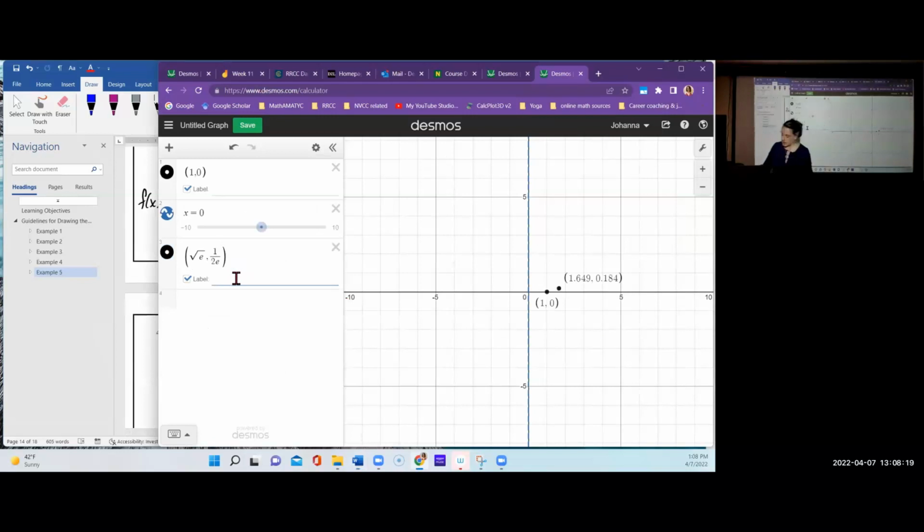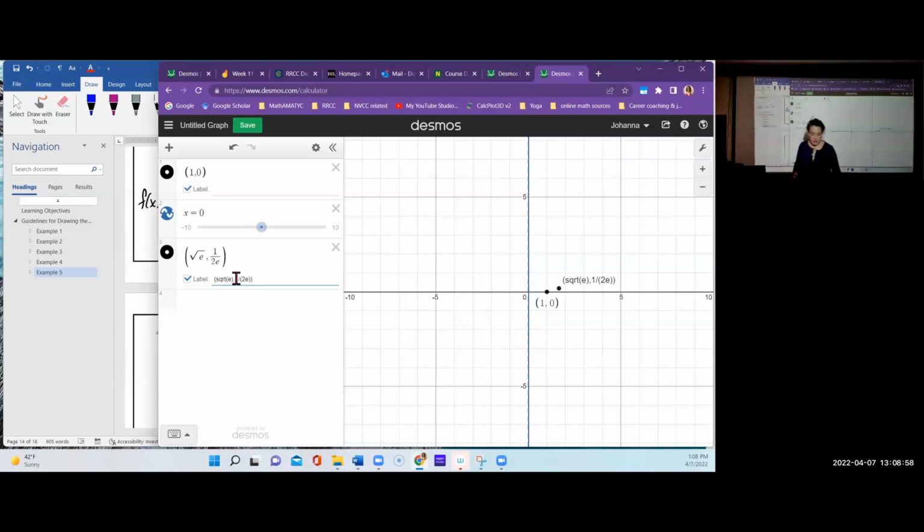If you want the label to be exact, you can type it in: square root e, comma, 1 divided by parentheses 2e. Make sure that you use parentheses around the 2e so that the whole thing is in the denominator. And we'll put parentheses at the front. There we go. So that's square root of e, 1 over 2e is that actual point.